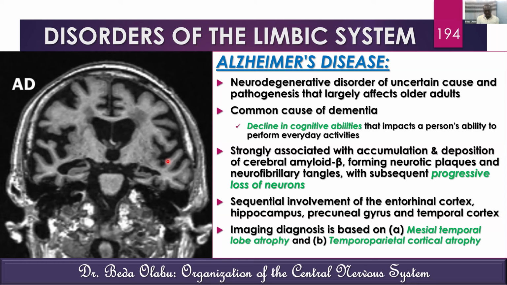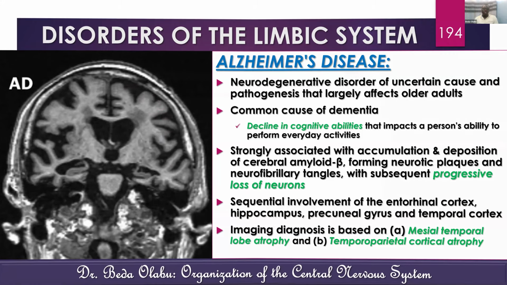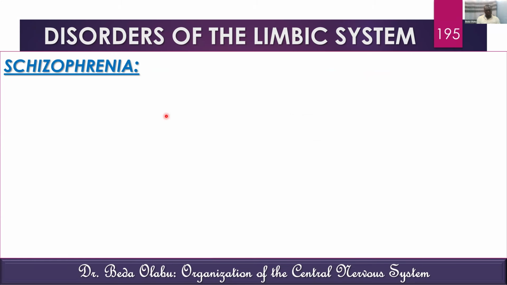So in diagnosis, we look at a number of things. Mainly it's a clinical diagnosis, but in terms of imaging, the imaging diagnosis that confirms or supports the diagnosis of Alzheimer's will be based on seeing atrophy of the mesotemporal lobe, as we can see here, or seeing atrophy involving both the temporal lobe as a whole and the parietal lobe as a whole. And in this case, you see the parietal lobe is significantly involved as well. Of course, there should be a clinical background to that.